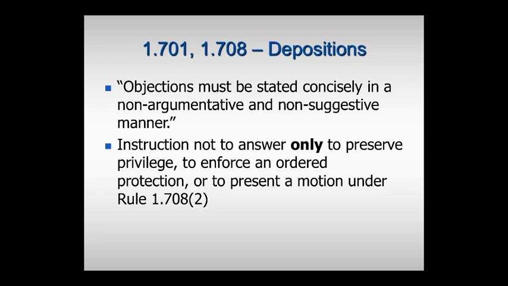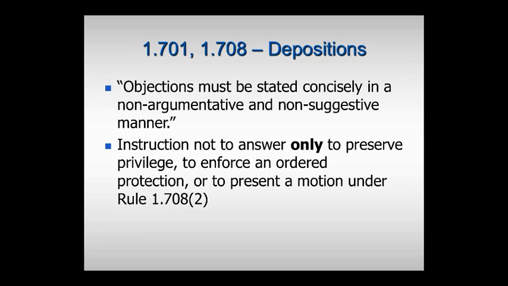The rule now provides clearly that you can instruct not to answer only on 3 grounds. One is to preserve privilege. One is to enforce an existing protection that's already been ordered, or to present a motion under 1.708 sub 2. The last one is problematic. You have to deal with, that's a jumping off moment.